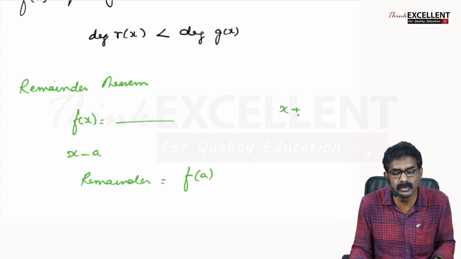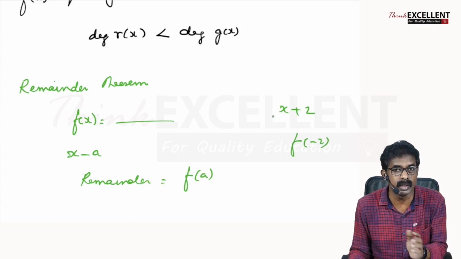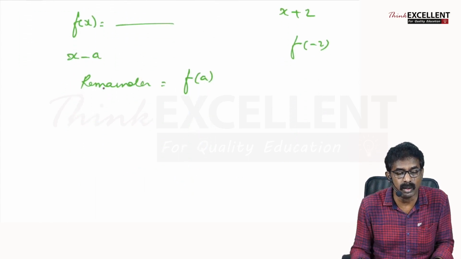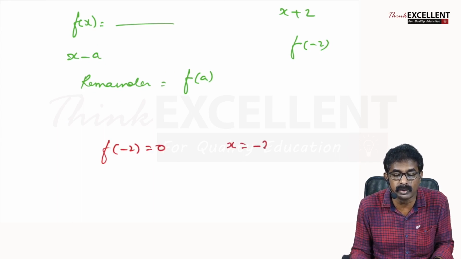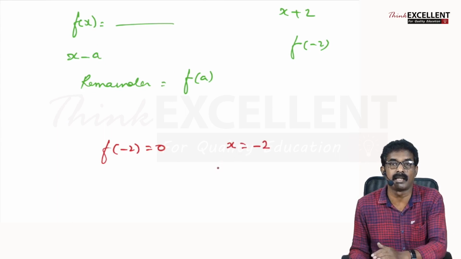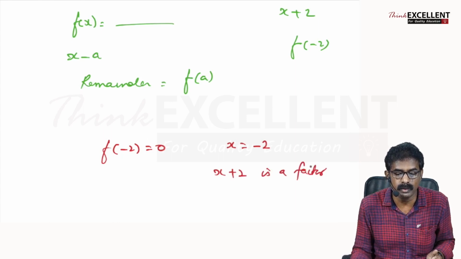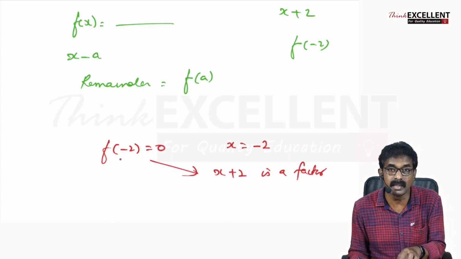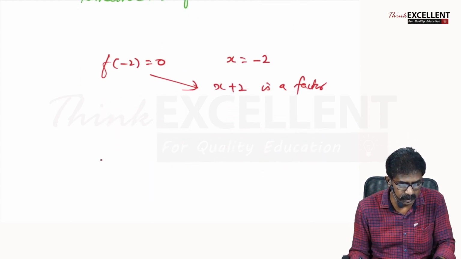If we divide by x plus 2, what's the remainder? F of minus 2, right? You put x plus 2 equal to 0, so x equals what? Minus 2, okay? Then if f of minus 2 is 0, you can say x equal to minus 2 is a root. X equal to minus 2 is a zero, right? Then which one is a factor? Bring that minus 2 to the left side. You can say x plus 2 is a factor. So this also remember. When f of minus 2 equals 0, the remainder is 0. So you can say x plus 2 is a factor. Okay, so that's all about the remainder theorem and factor theorem.